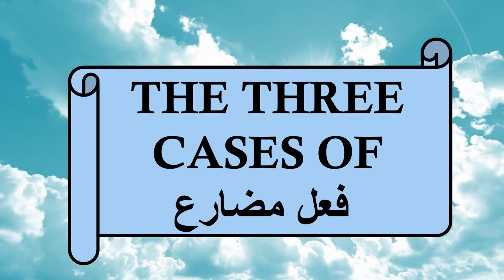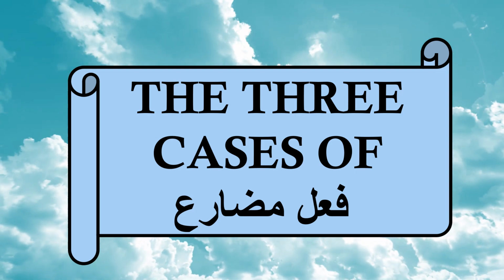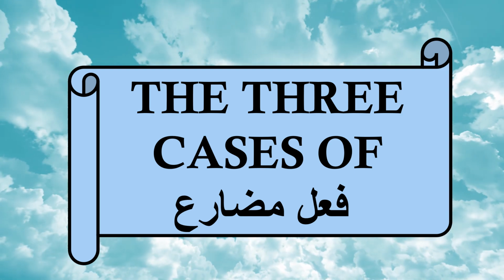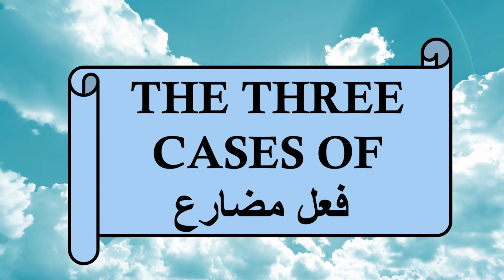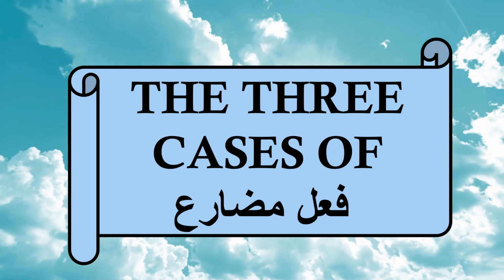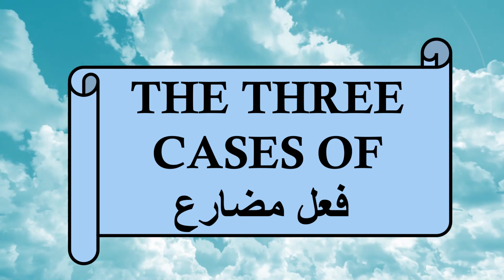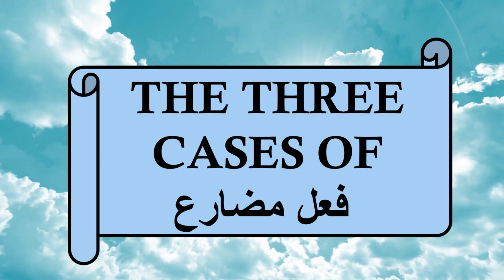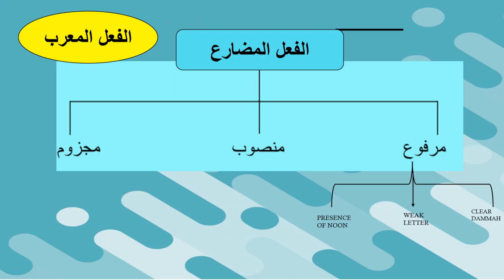Now, as mentioned before, a Fel Mudaare undergoes 3 cases, that is the Marfu, Mansoob, and Majzoom. And now we will learn only the Marfu case, and let's see how many types of structure of Fel Mudaare there are in the Marfu case. And in the Marfu case, we have 3 types. So it's further divided into 3 types.